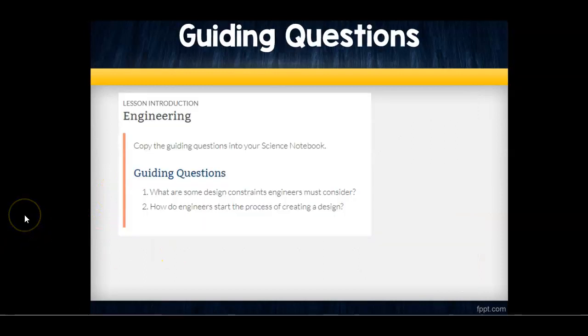There are only two guiding questions in this lesson. One, what are some design constraints engineers must consider? And two, how do engineers start the process of creating design?